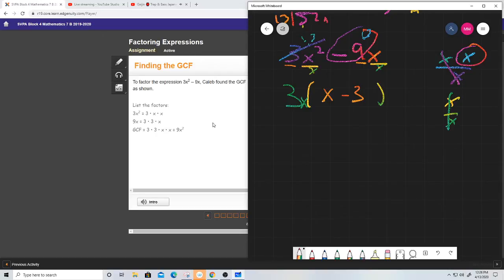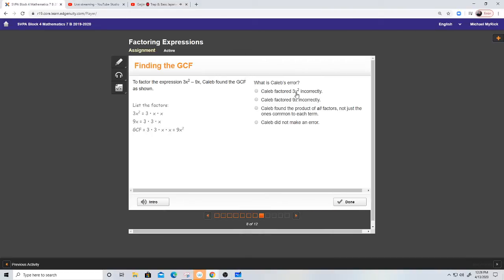So what did they do wrong? I don't know what they did wrong. They started multiplying and doing all kind of crazy stuff. Caleb factored 3x squared incorrectly. I don't know, yeah. Caleb factored 9x incorrectly. Oh, 3x squared is factored properly. That can't be right. Caleb factored 9x incorrectly. 3 times 3 times x. Yep, that'll work. Caleb found the product of all factors, not just the ones.